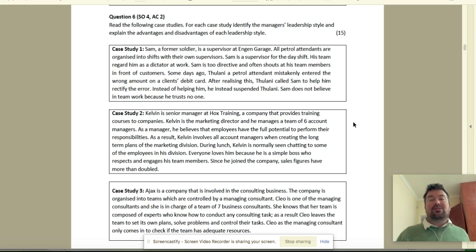Now, in order to get all 15 marks, you've got to remember what the question is asking. So it says, read the following case studies. Then for each case study, identify the leader's leadership style and explain the advantages and disadvantages of each style. So if you want to know the different styles, it is on page number 40.